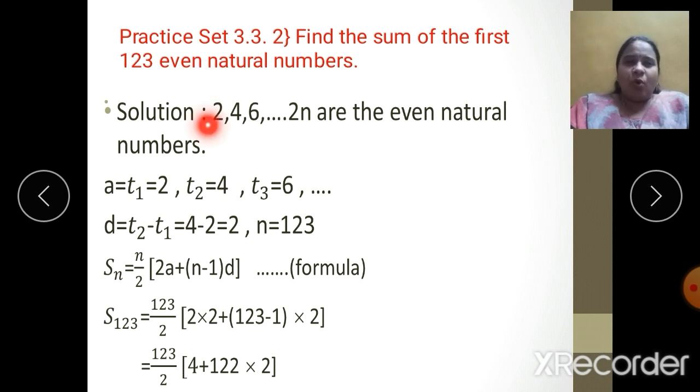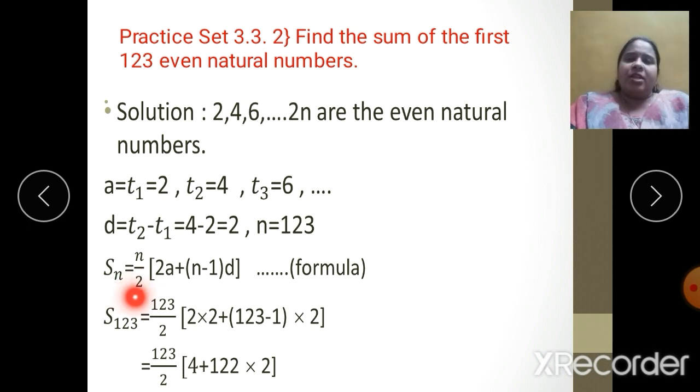I hope you know all even numbers are multiples of 2. See, this is 2 into 1, this is 2 into 2, this is 2 into 3. Like that, the last term also will be some multiple of 2, because we want even natural numbers. So this way you can get the AP. What is the value of n here? 123. A is 2. Then d is 4 minus 2, that is 2. And n is 123.